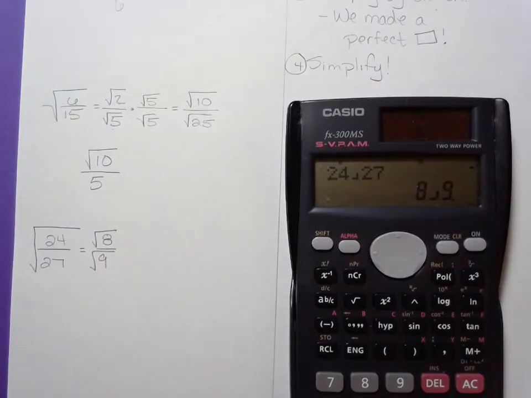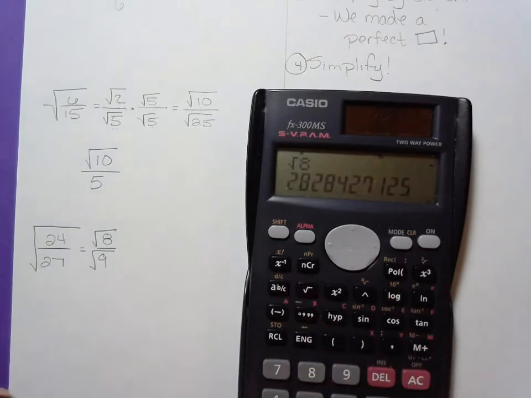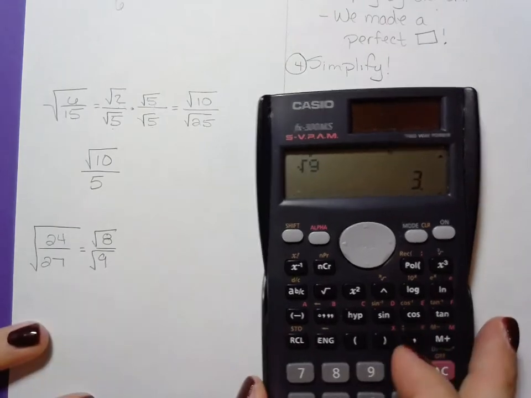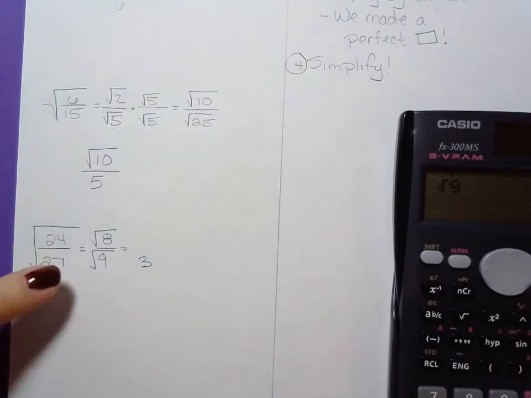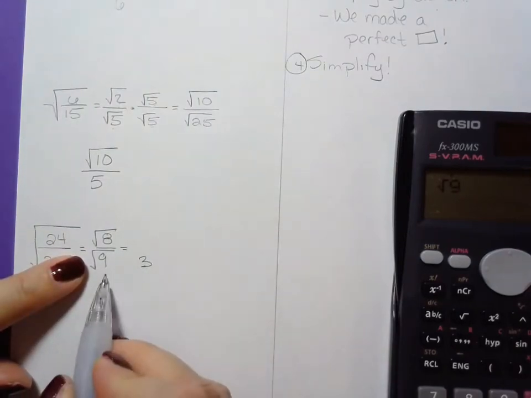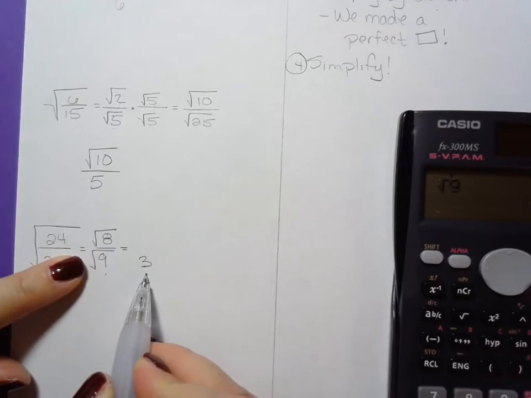Now, here's a problem where it's going to be really important that you go ahead and check for perfect squares. 8's not a perfect square. You can type it in your calculator all day long. 8's not going to be a perfect square. But 9 is a perfect square. Well, if I know that the square root of 9 is 3, did the radical that was on the bottom of my fraction disappear? Yes, it did.